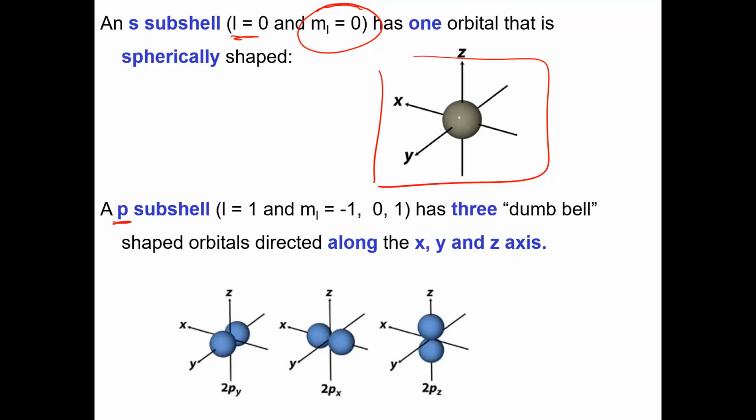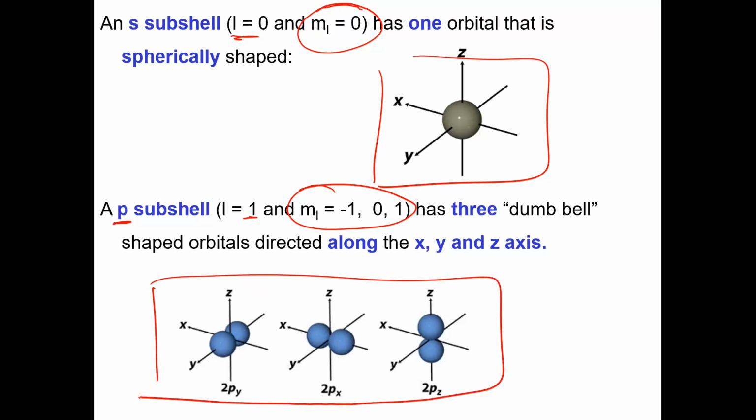As I just mentioned, a P subshell has L equals 1, so ML can have three values. That is, there are three possible orientations for a P orbital that make up a P subshell. So we have a set of three P orbitals in this case.